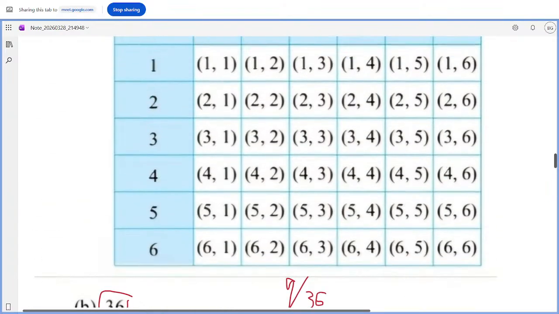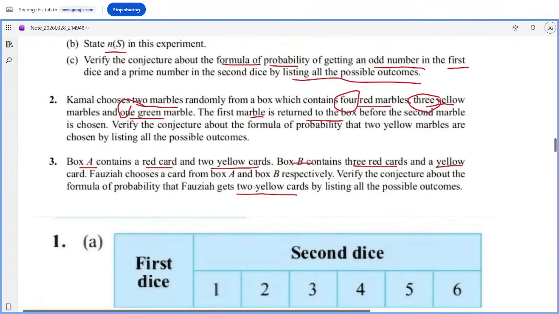Okay, how to get 12? 12 is from here. You're going to choose 2 cards. Okay, here have 3 cards total. Here have 4 cards total. Correct? 3 red card and 1 yellow card. So 3 times 4 is 12. Okay, total outcome is 12.